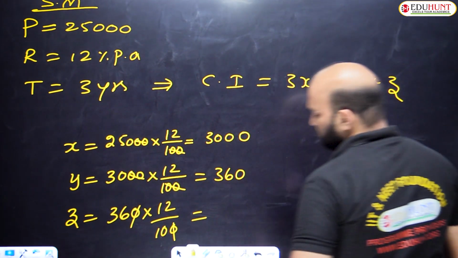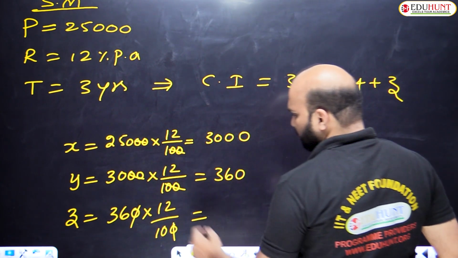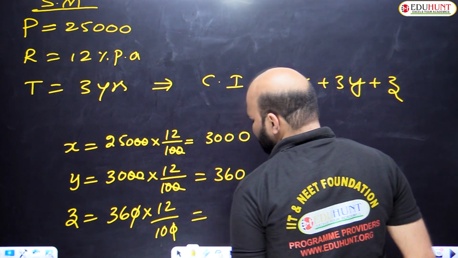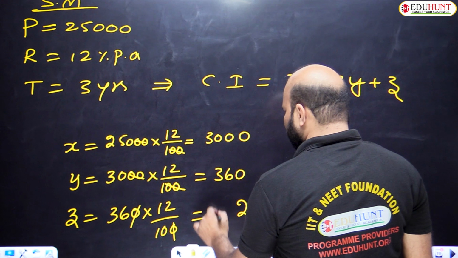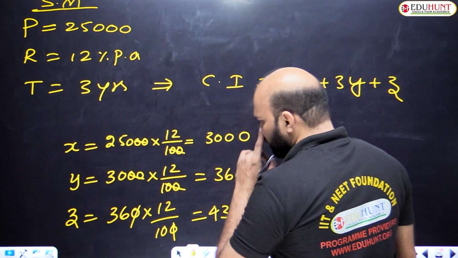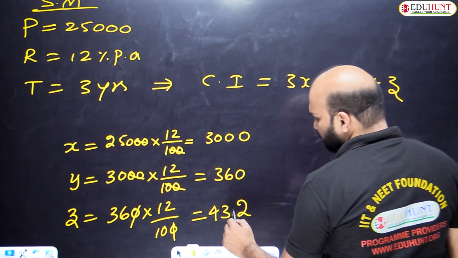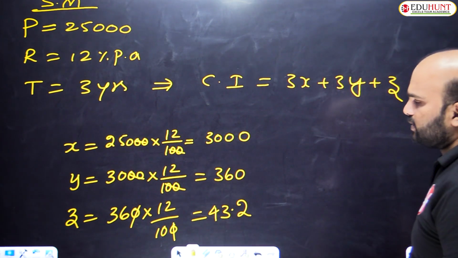Okay. So this is 36 into 12, 12 6 is 72, 7 left, 12 3 is 36 plus 7, 43. 36 plus 7, by 10 means point taken after one place. These are the x, y, z values.